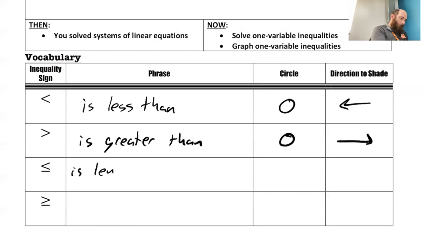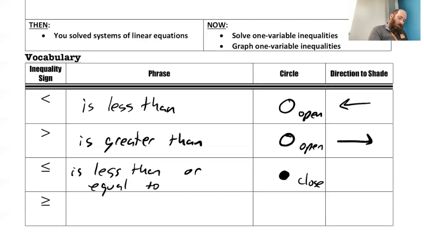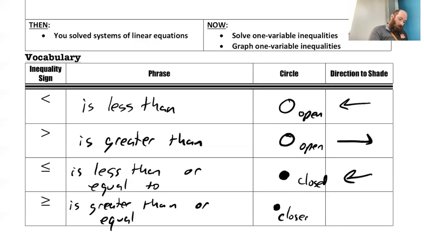Is less than or equal to. This is going to get a closed circle. So these are called open, and this one's going to be closed. This one also shades to the left like the first one. And this one is greater than or equal to. Again, it's a closed circle, and this one shades to the right.